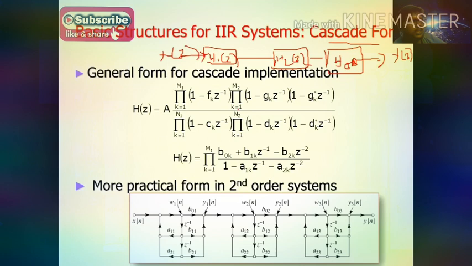Again, one more product for k equal to 1 to m2, the second term: 1 minus gk z inverse and 1 minus gk star z inverse, all divided by the product of the terms 1 minus ck z inverse, and 1 minus dk z inverse into 1 minus dk star z inverse. When you simplify, the general formula is h of z equal to the product for k equal to 1 to m1 of b0k plus b1k z inverse plus b2k z power minus 2, over 1 minus a1k z inverse minus a2k z power minus 2.